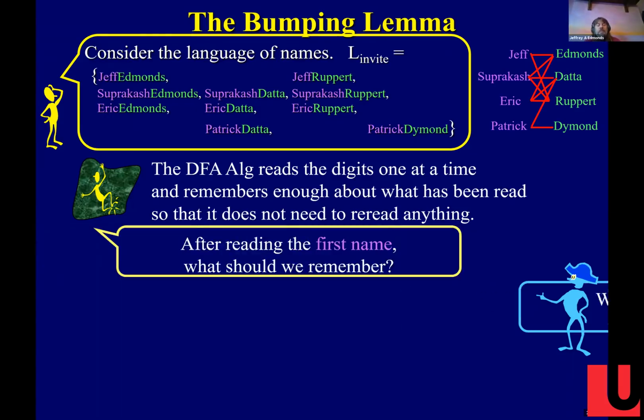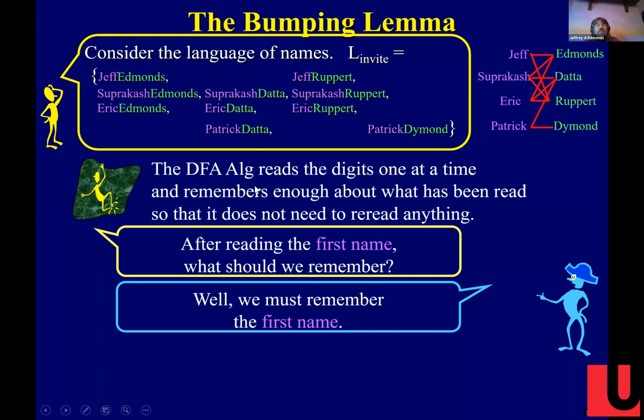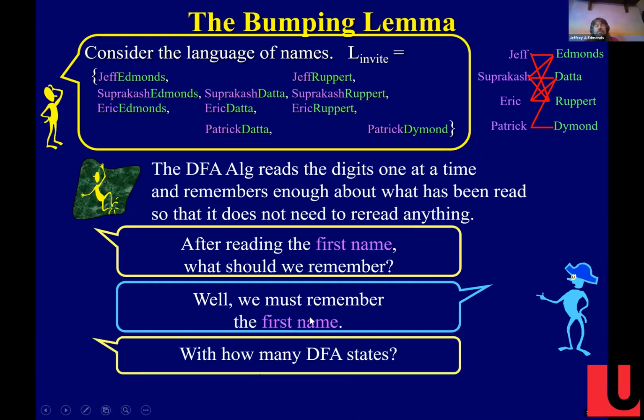All right? So that's what I just said. When you read the first name, what do you have to remember? Do you have to remember the full first name, right? How many states do you have to have? If I want to remember Jeff, Supercash, Data, or Patrick, then I'm going to need 4 states, right? One state will remember that I'm in Jeff. One state will remember that I've read Supercash, Patrick or Eric.